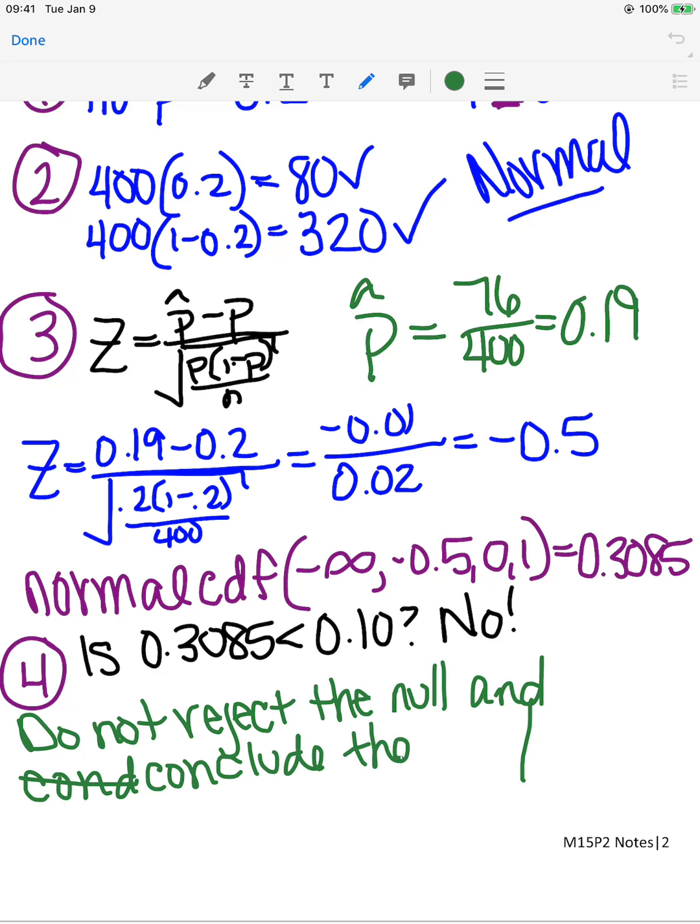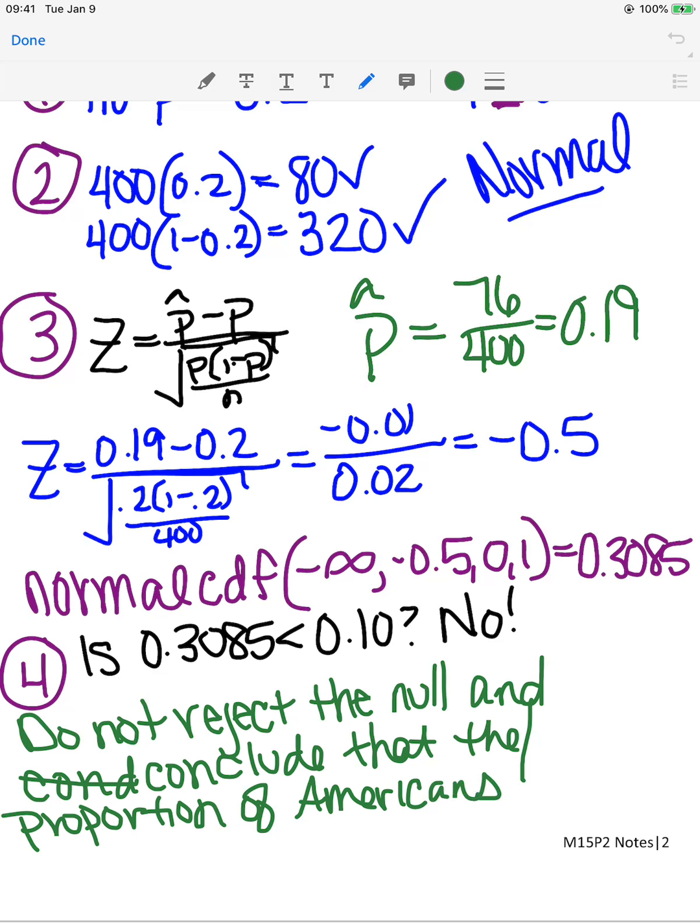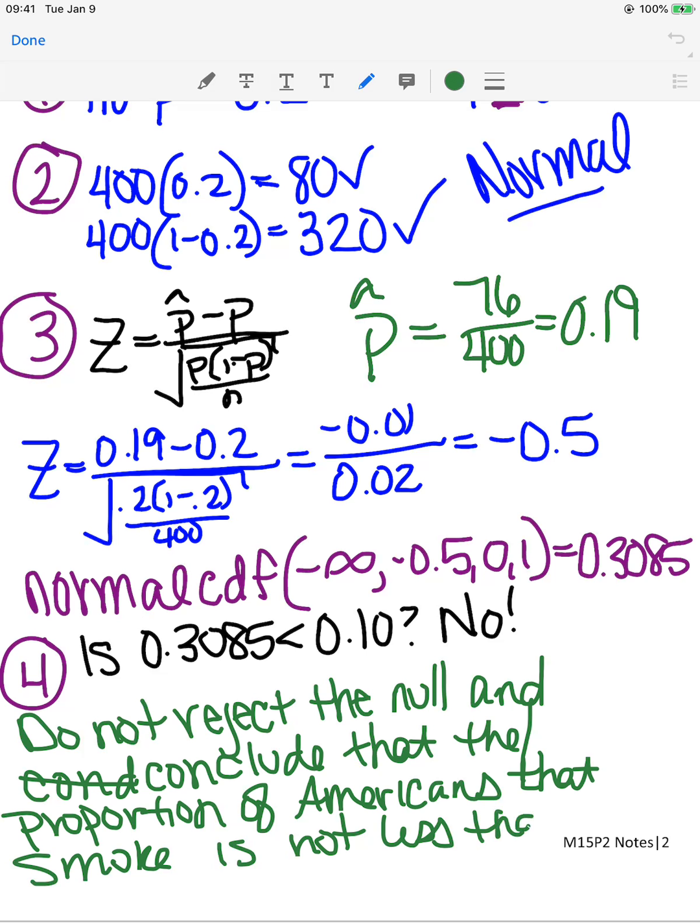Conclude that the proportion of Americans that smoke is not less than 20%. And the language on that last piece, the not less than 20%, goes back to the idea of this being similar to a court case.